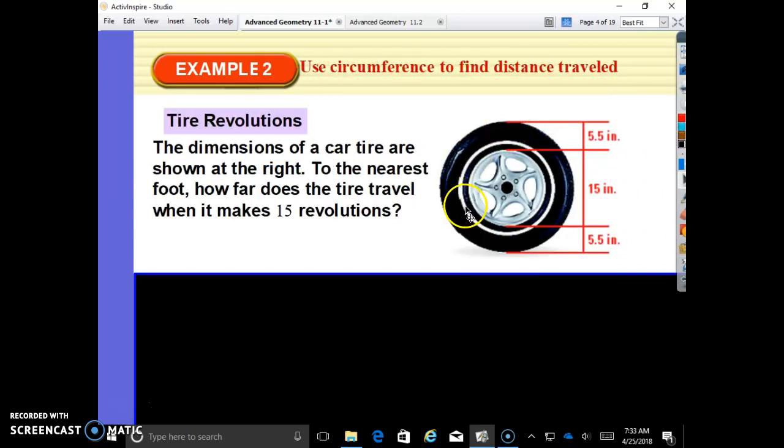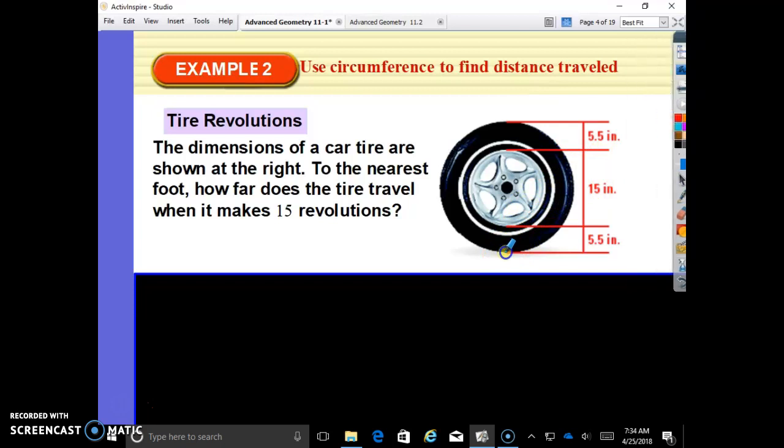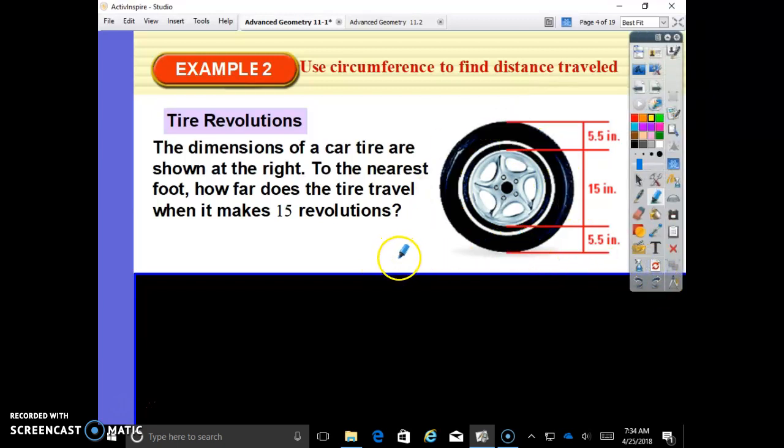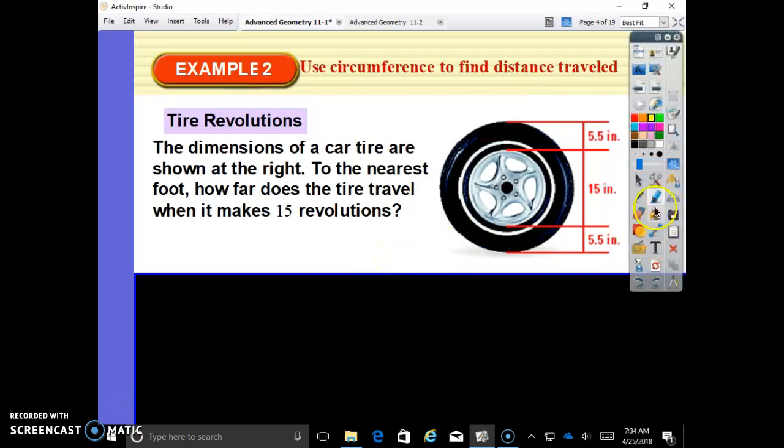The dimensions of a car tire are shown at the right. To the nearest foot, how far does the tire travel when it makes 15 revolutions? So what is a revolution? A revolution is if the tire starts here and goes all the way around the entire circumference and ends up right back here, that'd be 1 revolution. If it does it again, now you're at 2 revolutions, 3, 4, 5, 6 revolutions, and so on. You're going to do that 15 times.